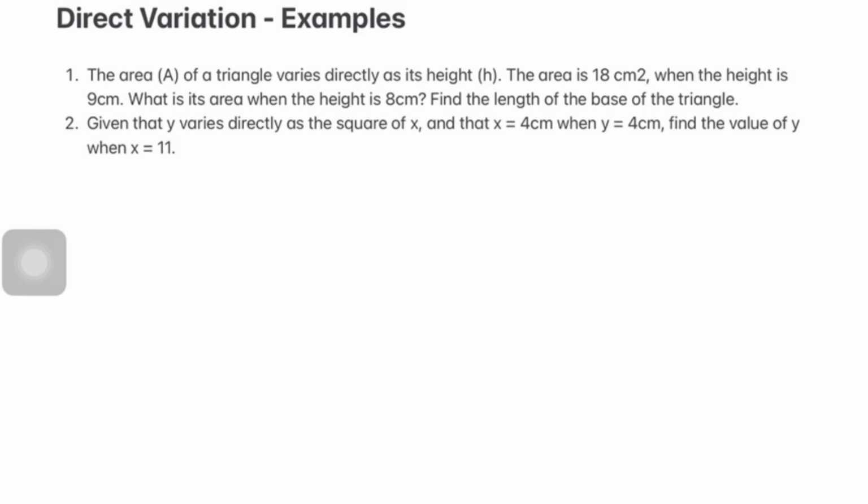Example number one reads: the area A of a triangle varies directly as its height h. The area is 18 square centimeters when the height is 9 centimeters. And then the question is, what is its area when the height is 8 centimeters? And then we have to find the length of the base of the triangle.